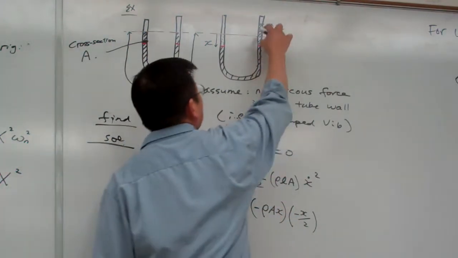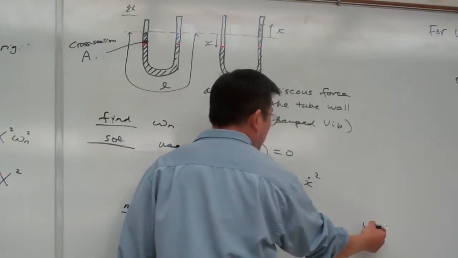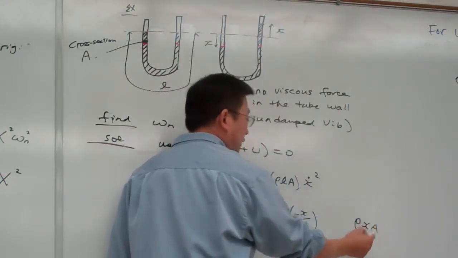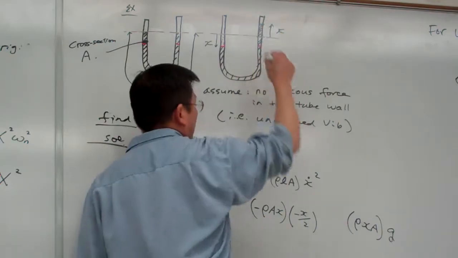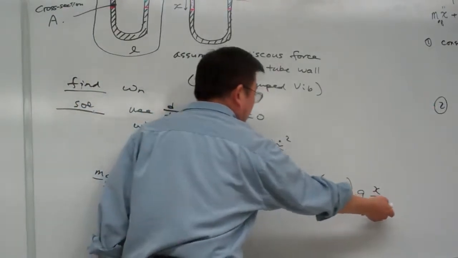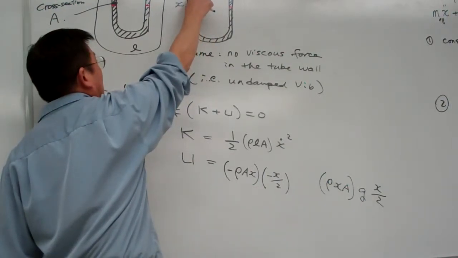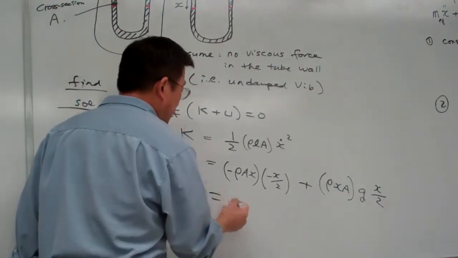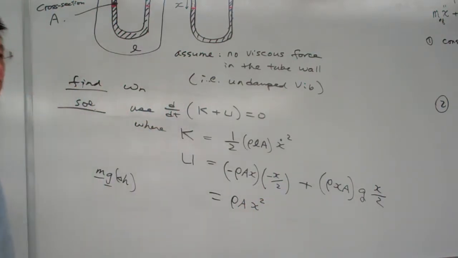Compared to this portion here, in that portion we have the volume equal to how much? X times A is the volume, times rho is the mass, and mass times g, times the change in height, which is X over 2. Good? This is increasing due to the existing mass. This is the change in the potential energy due to depletion of the mass. We add the two together, doing this carefully, and it is rho A X squared. Good?